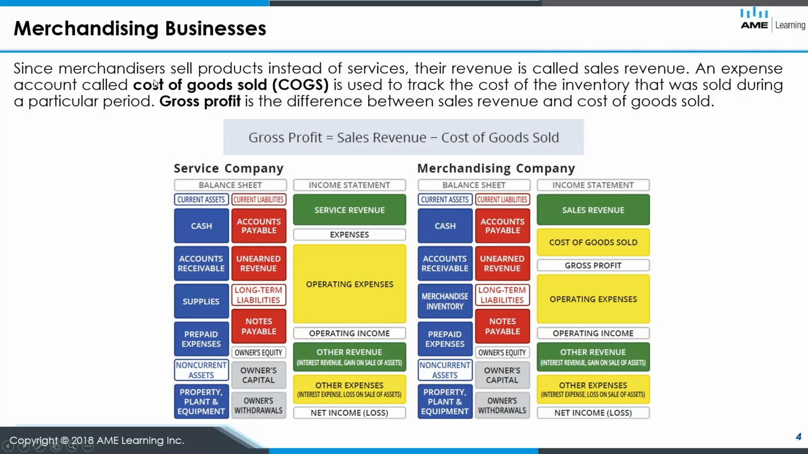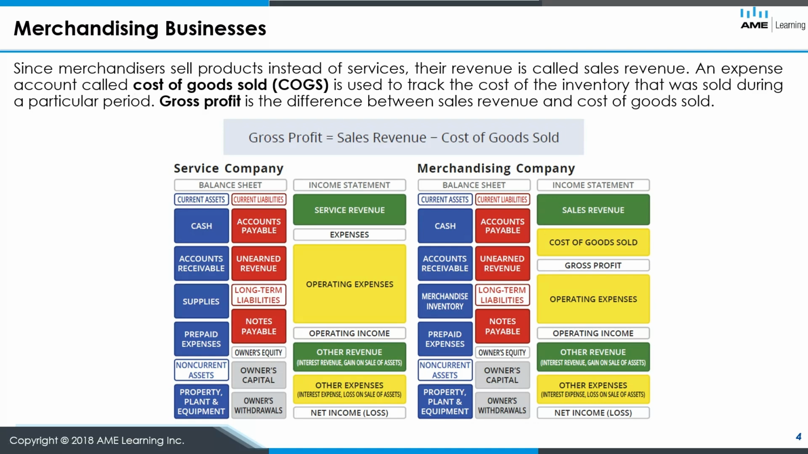We have a new account. In addition, inventory is a new account that we're looking at, and that's an asset. You'll see that on the balance sheet. But then we're also going to consider this new expense account called cost of goods sold. And cost of goods sold is going to be basically the expense that represents the amount that we had to pay to purchase our products in order to sell them.